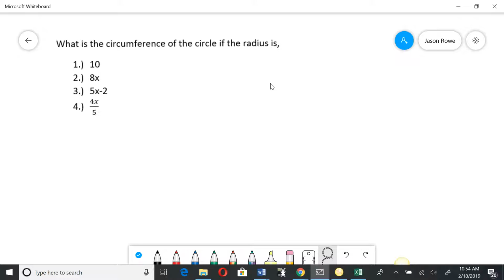What is the formula to find the circumference? Well, there are two of them. We're going to focus on one of them. We've got circumference equals pi times diameter. Well, we're given the radius, so we don't want to use that one. So the other one is 2 pi r, 2 times pi times the radius. It's just a matter of substitution and simplifying for these.